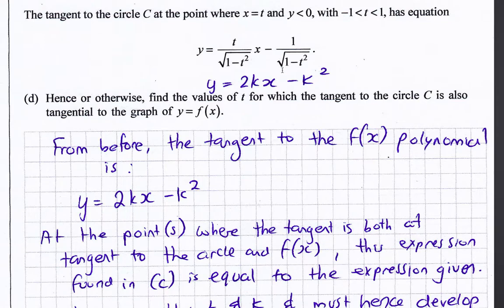And we can also say that's a constant there, so negative k squared is going to be equal to negative 1 divided by 1 take t squared. And that's just a matter of identifying that those two are the same.